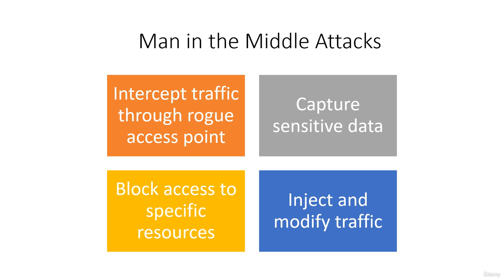For this attack, we will be using our rogue access point to intercept the traffic. The idea is intercepting and dropping the traffic to capture sensitive data, but we can also use it to block access to specific resources, for example to block a user from accessing their mail, or even inject and modify the traffic. So if you really want to get excessive in your testing, you can use tools such as BeEF to inject malicious JavaScript into HTTP traffic, etc.